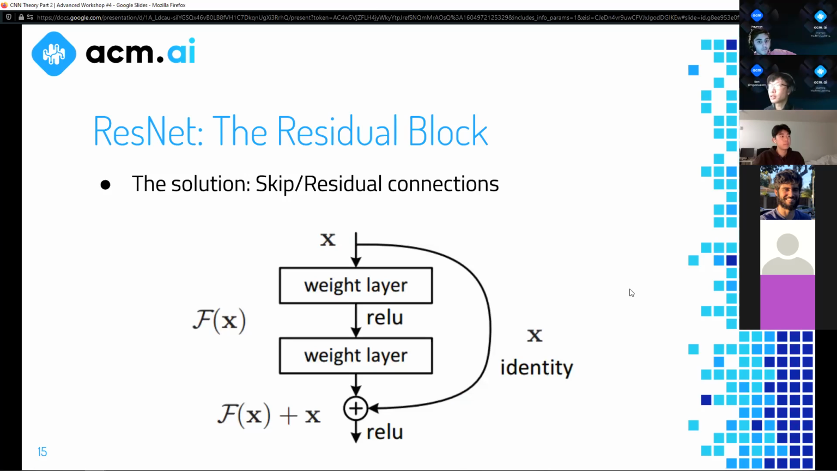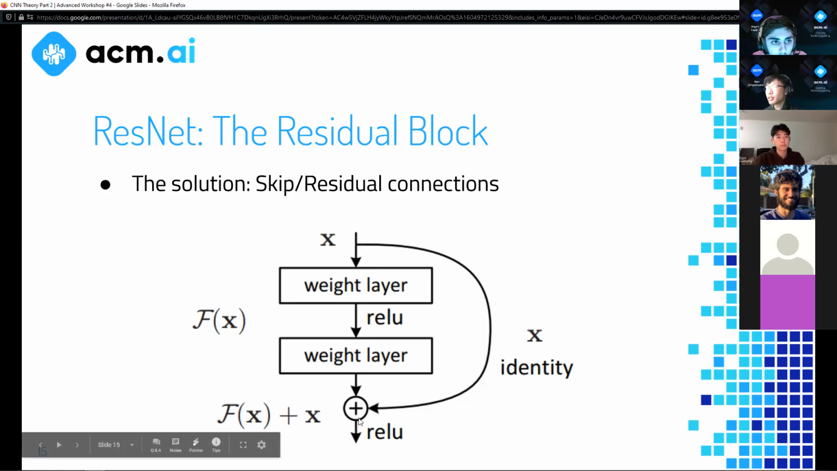So the residual block adds an alternative path. This is forward propagating. So this is like the previous layers, or the input. It goes into a weight layer, like a convolution layer or a fully connected layer, goes through the ReLU activation function, and then maybe another convolution or fully connected layer. And instead of just being outputted to the next layer, it also takes the original input and adds it to the function.